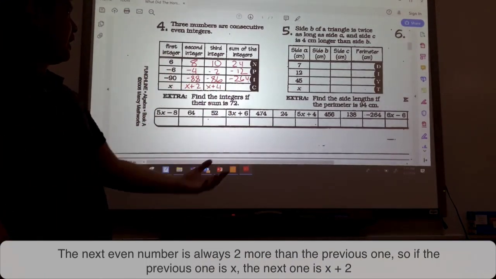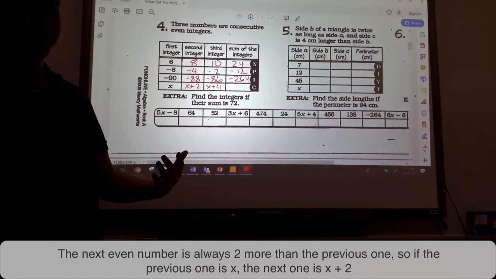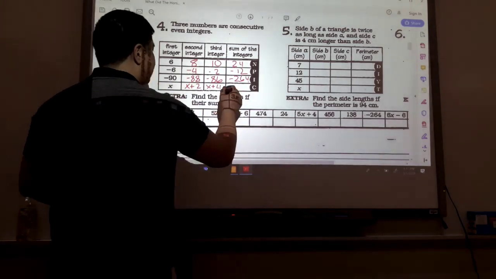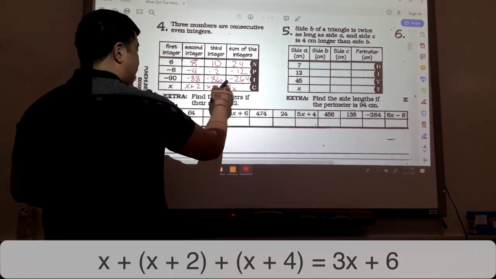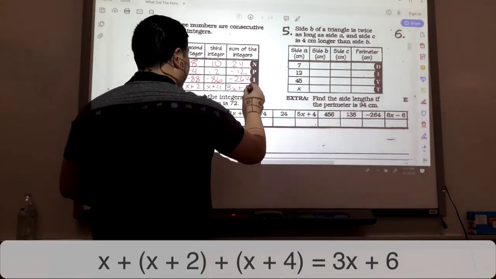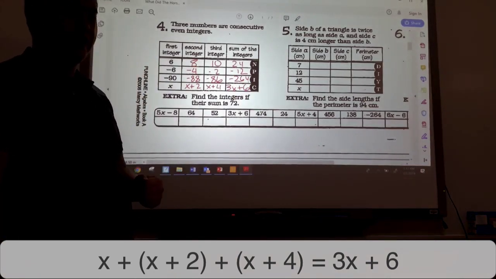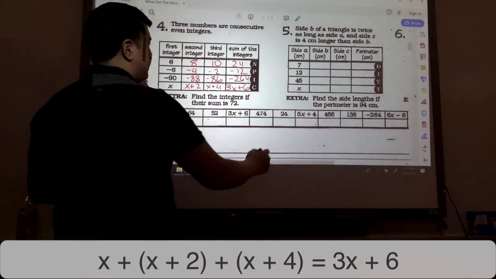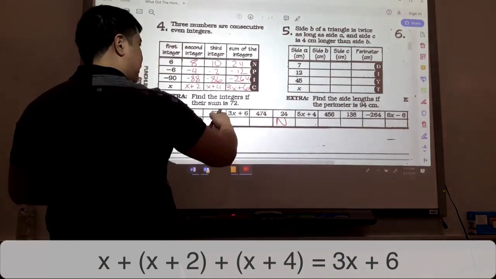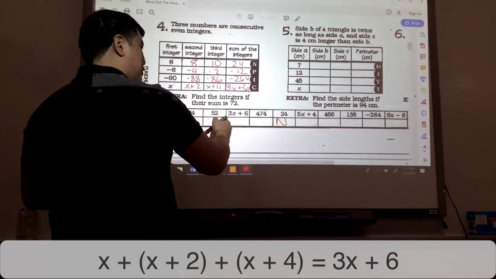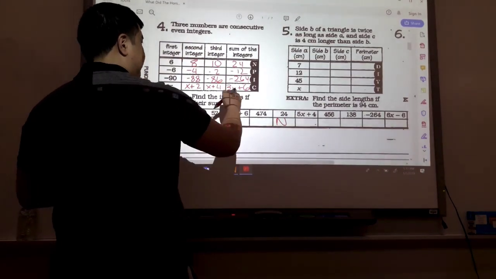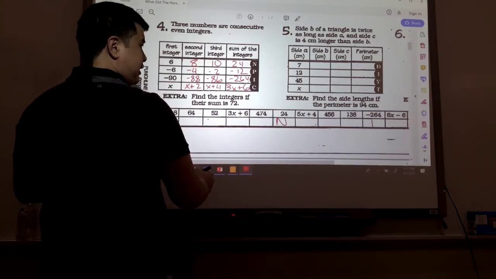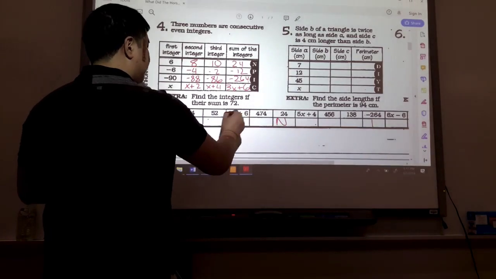Finally, it's asking for the sum of the integers. So that means we do x plus x plus x, which is 3x, plus 2 plus 4 is plus 6. Right there. And 24 is right here. Negative 12, I don't know where that is. Negative 264 is I, and 3x plus 6 is right here, so that's a C.